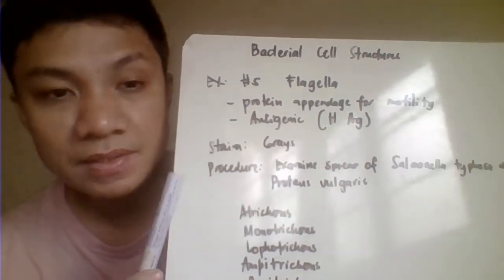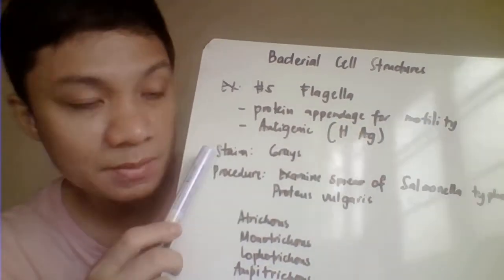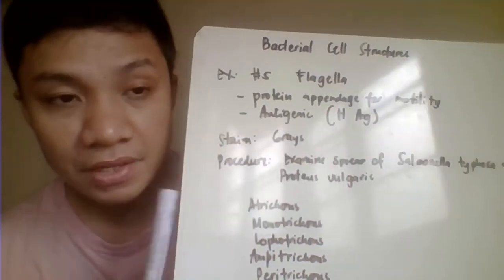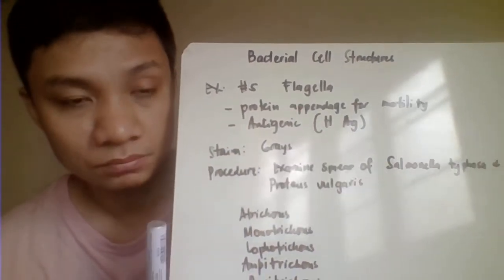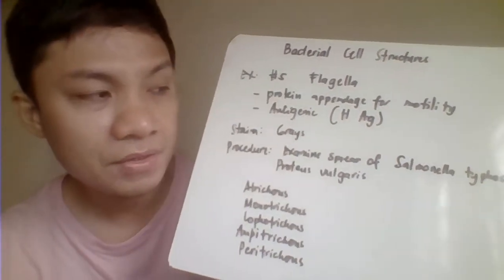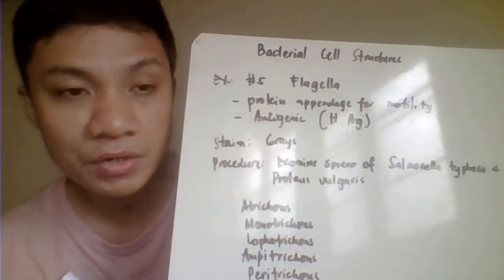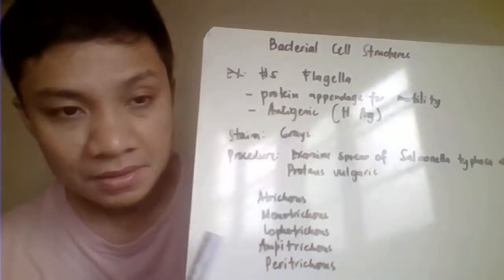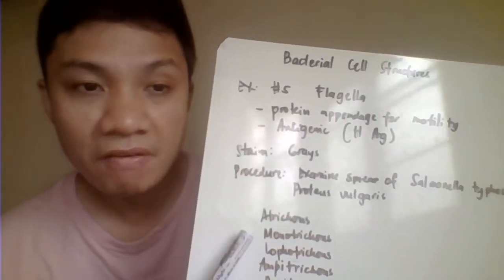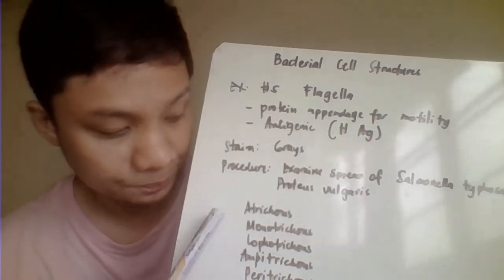For better visualization of your flagella, you could use the Gray's stain. That one is very specific for the staining of flagella. For the procedure, just examine under the microscope and draw the structure of your Klebsiella pneumoniae, Salmonella typhosa, and Proteus vulgaris. These are the organisms which contain flagella. Aside from drawing the cells, you should also draw the flagella according to their location and their number.